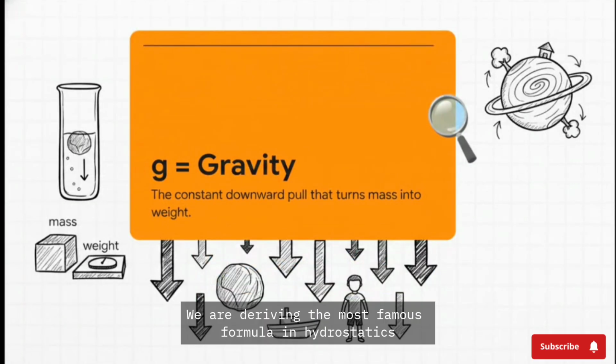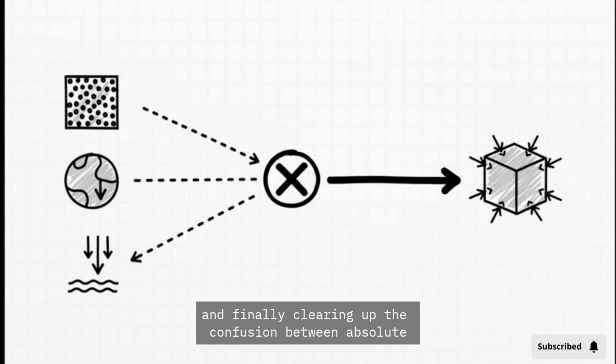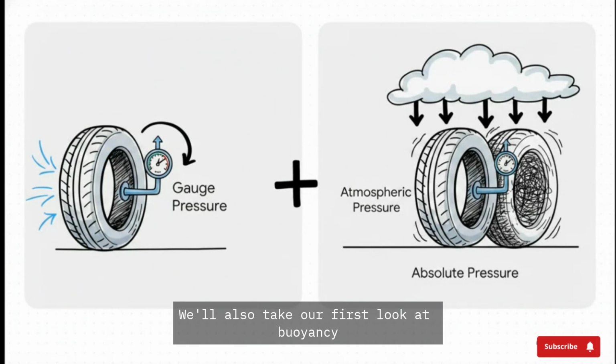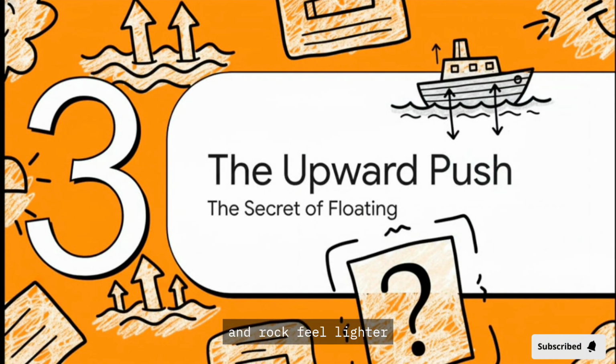Overview: we are deriving the most famous formula in hydrostatics, P is equal to rho g h, and finally clearing up the confusion between absolute and gauge pressure. We'll also take our first look at buoyancy, the upward push that makes ships float and rocks feel lighter.